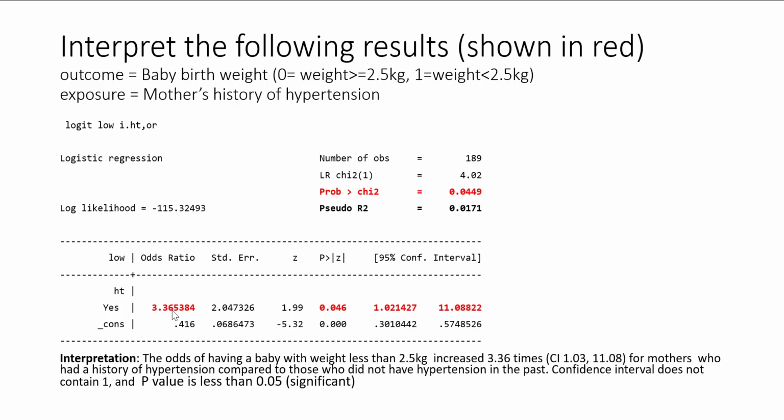So you see here that the odds of having a baby with weight less than 2.5 kg increases by 3.36 times. Okay. You state the confidence interval. All right. For mothers who had a history of what? Hypertension, compared to those who did not have a history of hypertension in the past. Now, like I told you, the confidence interval does not contain one. Remember, it's odds ratio. So the p-value is less than 0.05, that's less than 5%, and this is significant. All right.